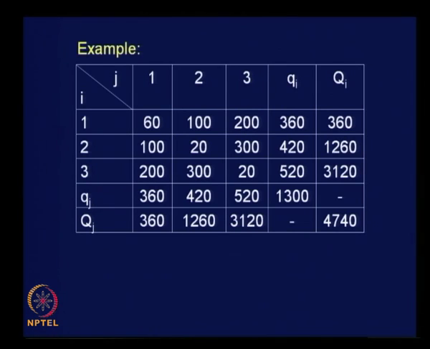Now, how do we get that factor? Let us consider this numerical example. There are 3 traffic zones and production and attraction values are given. The totals of the production values for zones 1, 2 and 3 are 360, 1260 and 3120, right, and the totals of the attraction values are 360, 420 and 520. Let me repeat, the production values for base year condition, given as small qi, are 360, 420 and 520, right. Similarly, trip attractions zone wise for base year, small qj, are 360, 420 and 520, right.